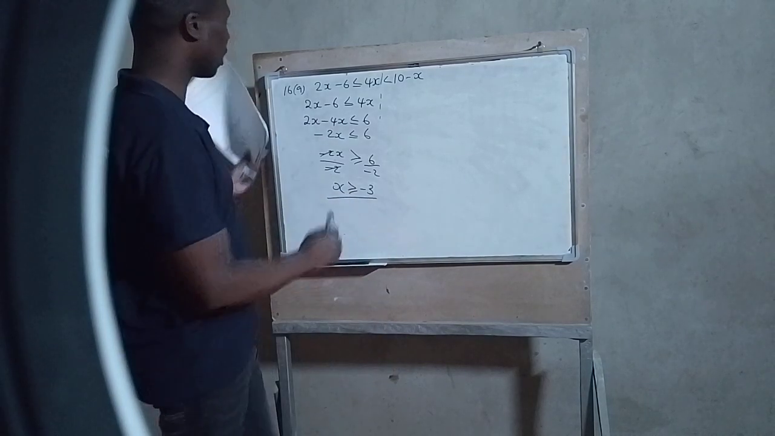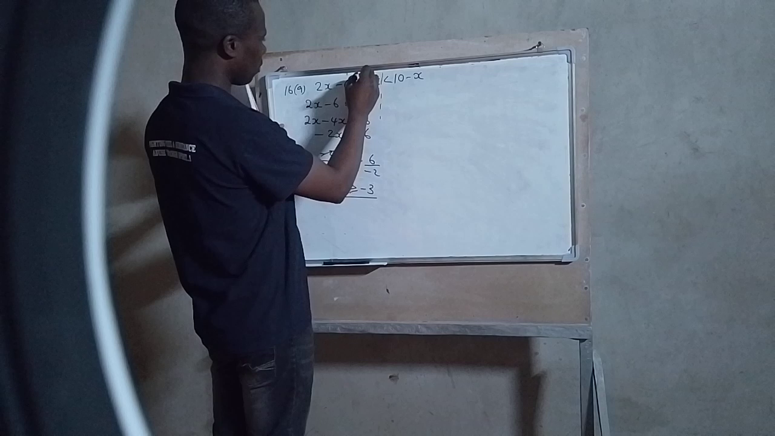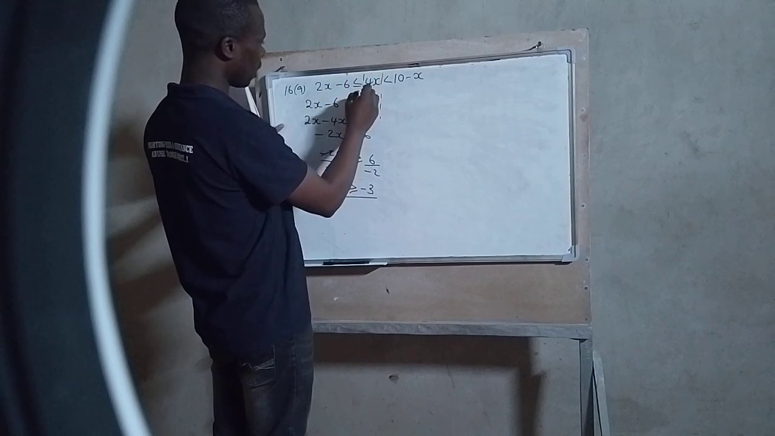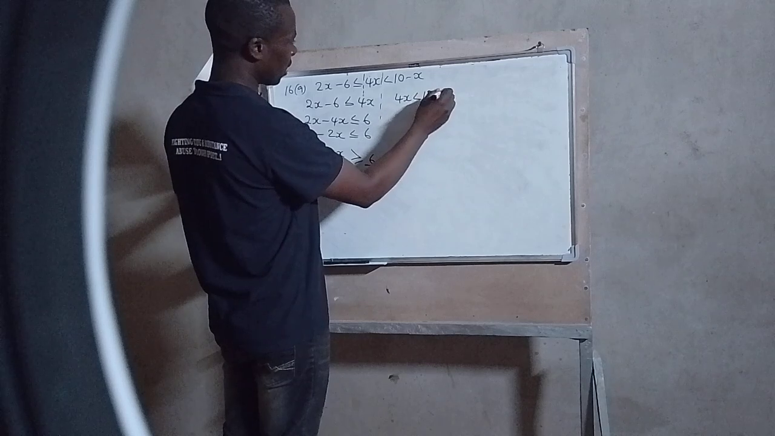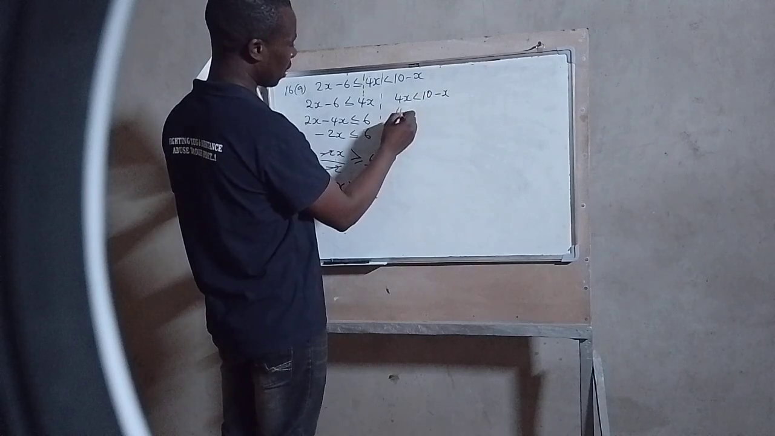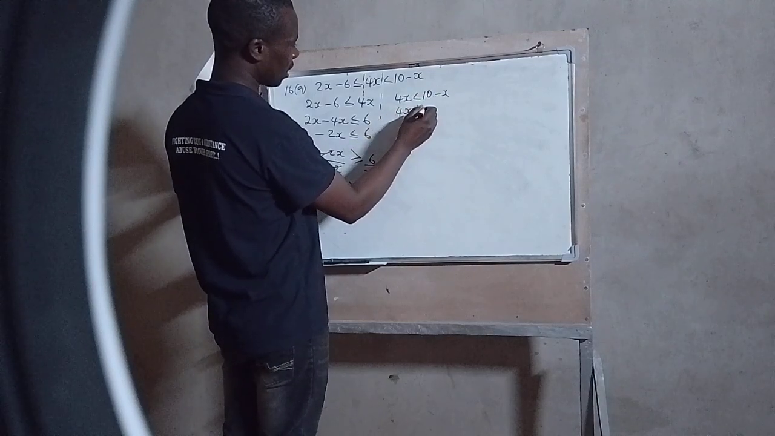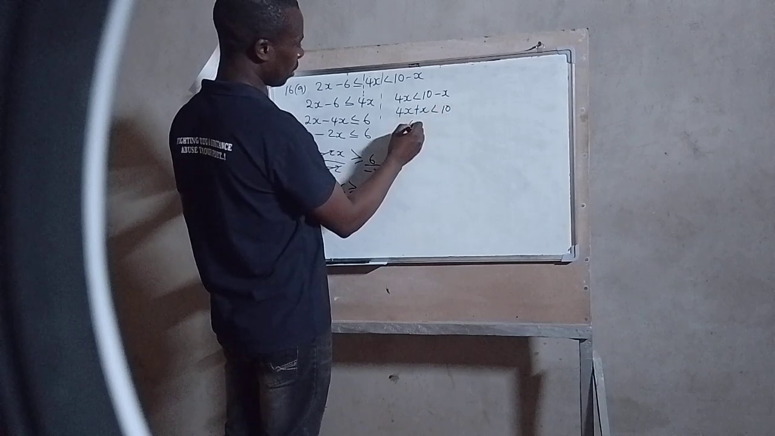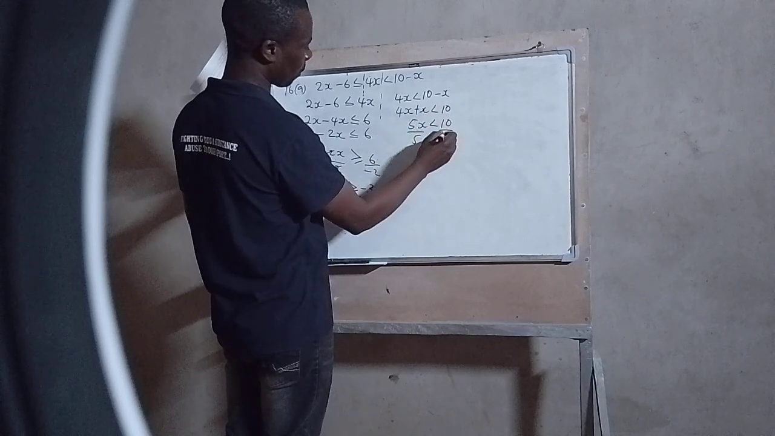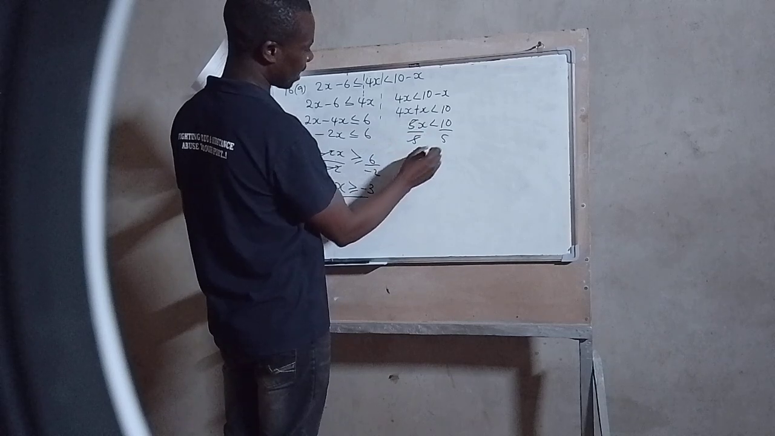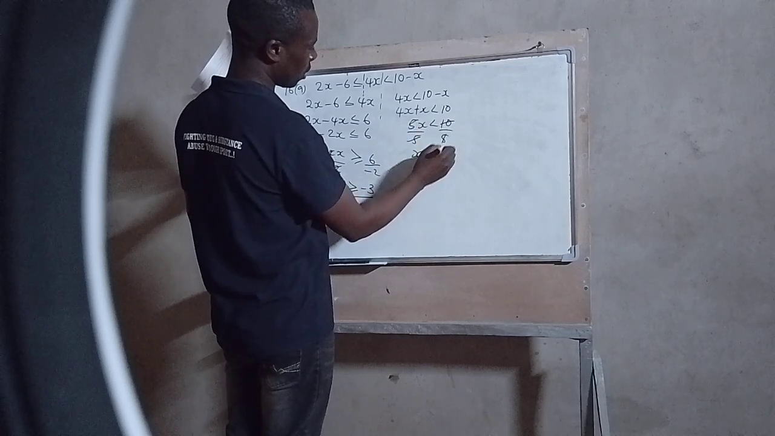For the second solution, we take our inequality from here. So it becomes 4x less than 10 minus x. Then combining like terms, 4x plus x less than 10. This becomes 5x less than 10. Then divide both sides by 5. So our x is less than 2.